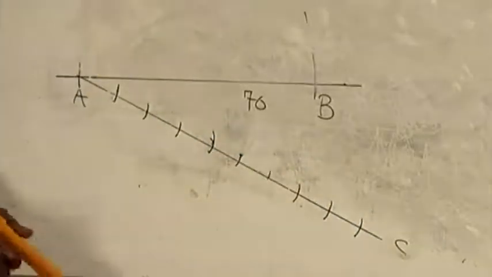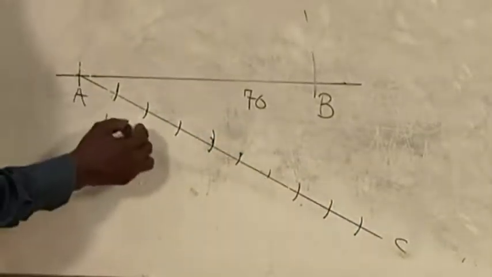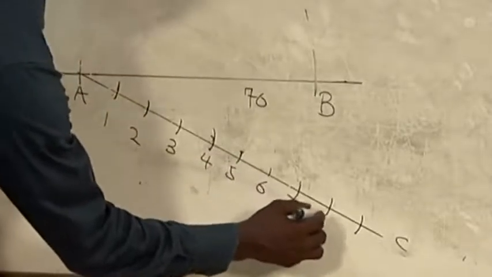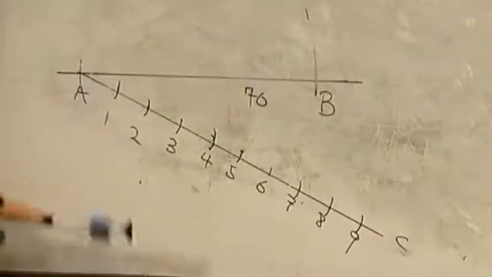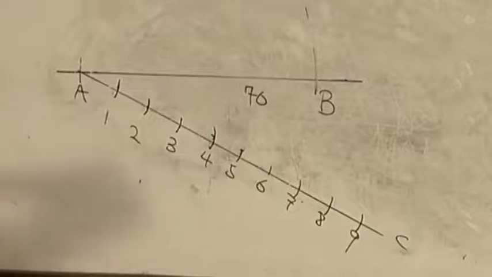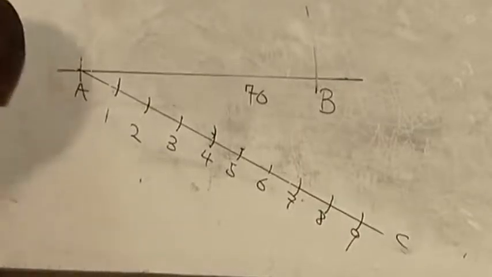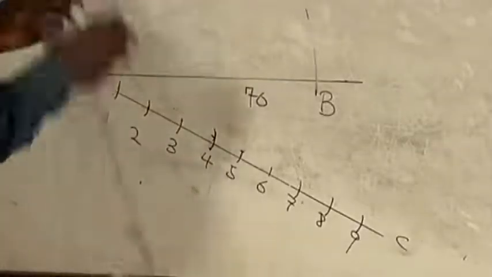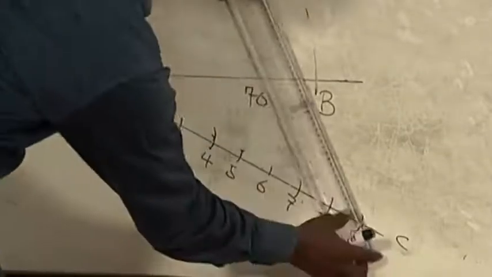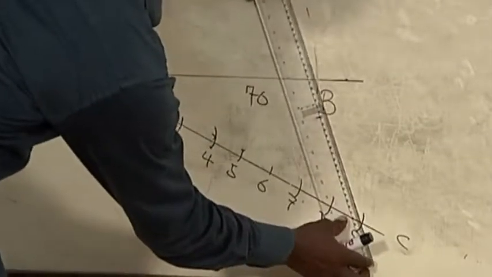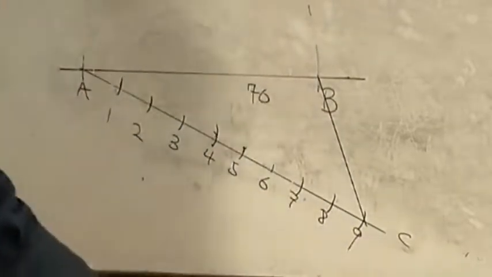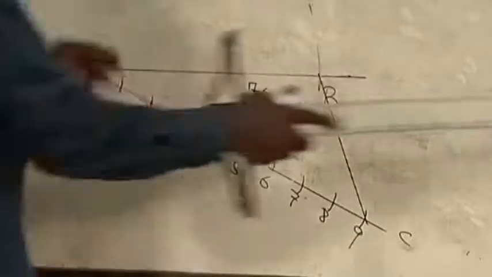Can you do that? Fine. This is 1, 2, 3, 4, 5, 6, 7, 8, and 9. When you are through with that, you join where to where now? You take 9 to B, the last number. Take it to B, like this. Fine. Now watch. The ratio said 2, 4, 3.